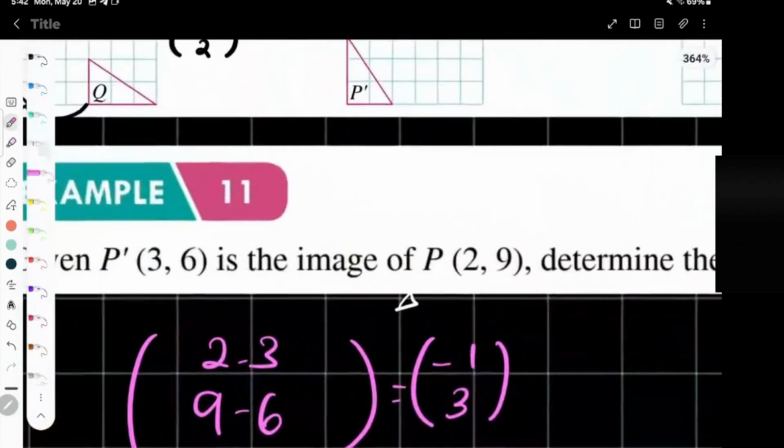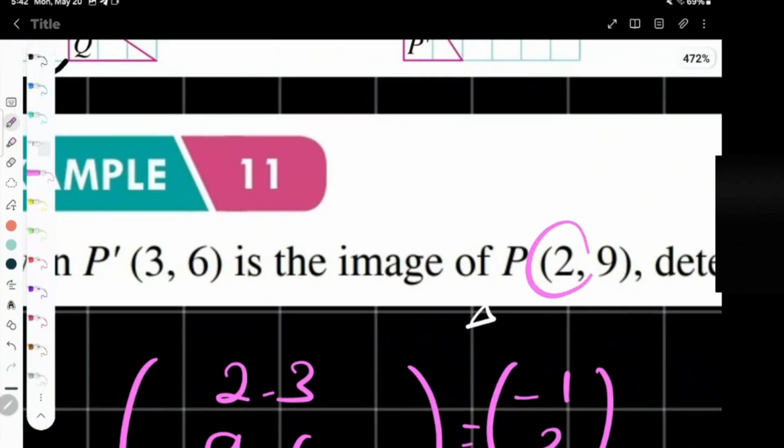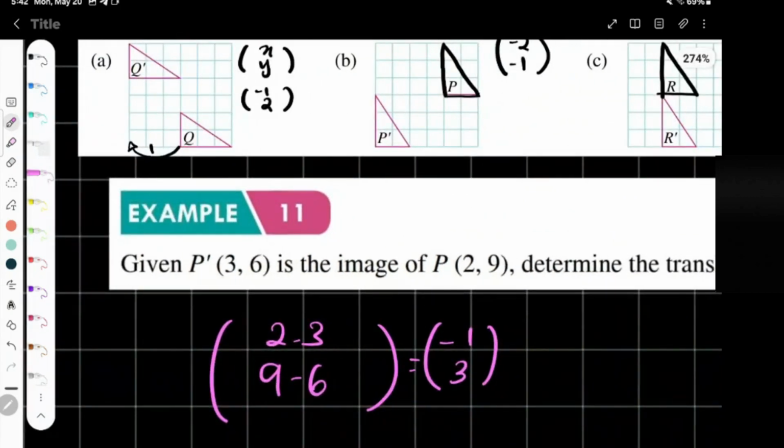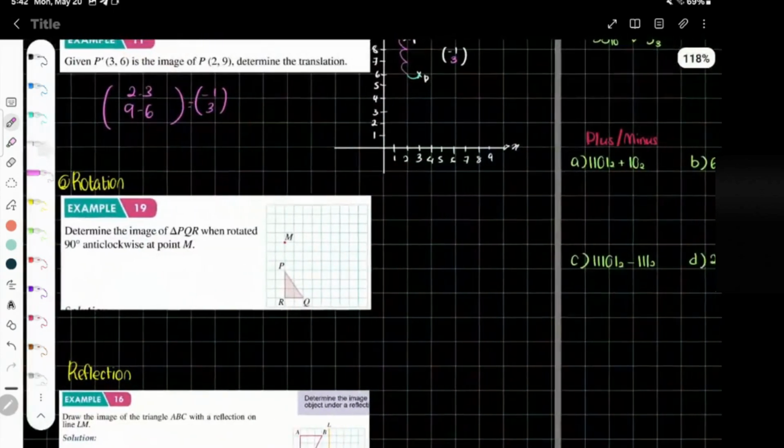But you can also imagine it. Look at 2 and 3. Which one is further to the right? This one. The original is 2 and you are going to 3, so you are going to the left, or -1. Then you are at 9 and going to 6, so you have to go up. How much do you have to go up? By 3. Tada! So just use common sense. You can use either method.